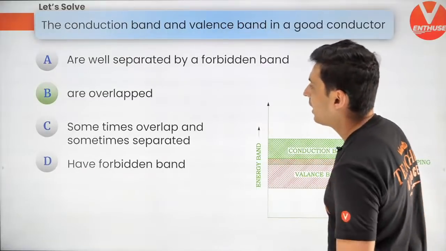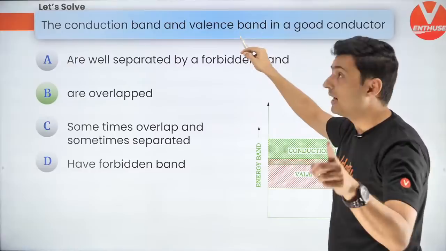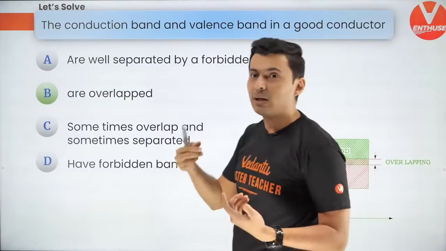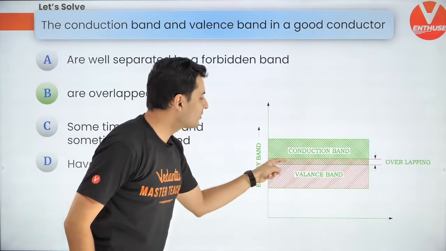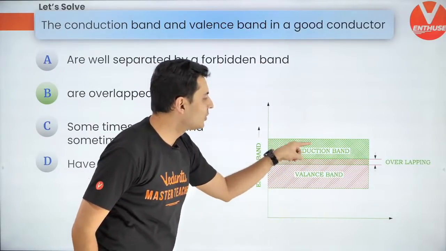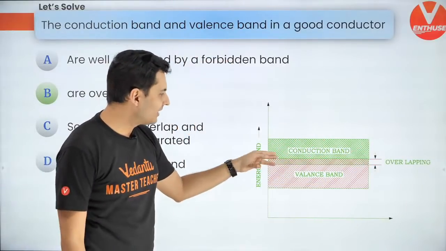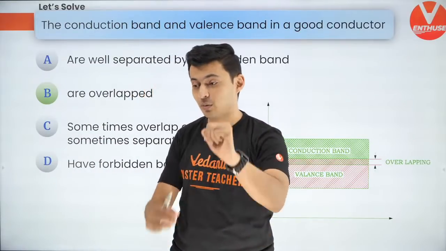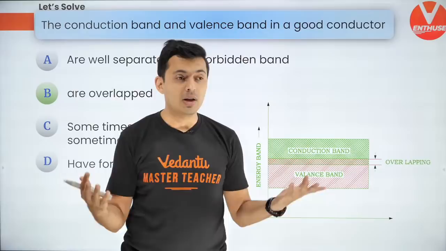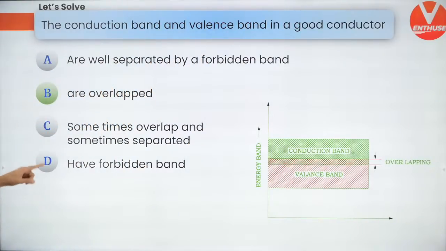Yes, it is overlap. For a good conductor, the conduction band and valence band will overlap. The electrons will easily enter this zone and they will easily conduct. So that is a very good conductor. There is no band gap. In fact, it is overlapping. That is the best way of having the best conductor in this world. All right, cool, great, amazing.